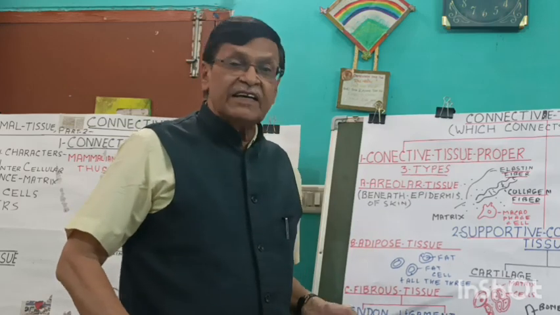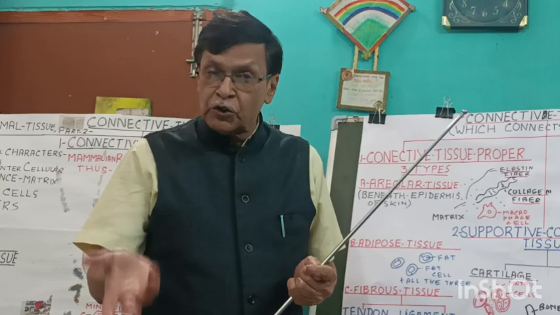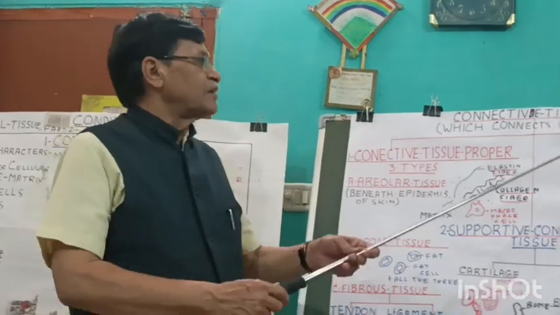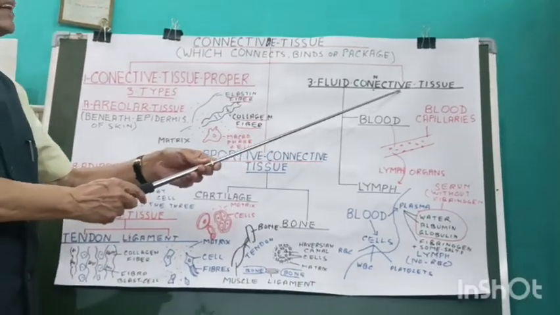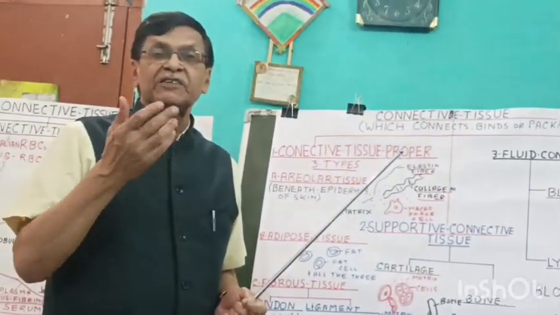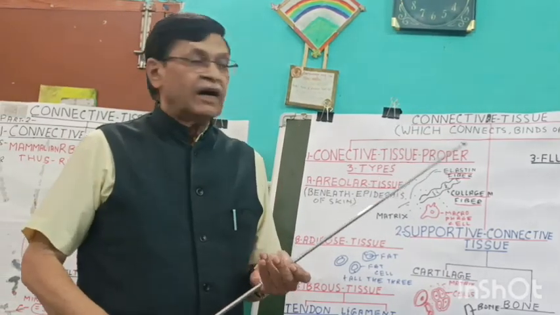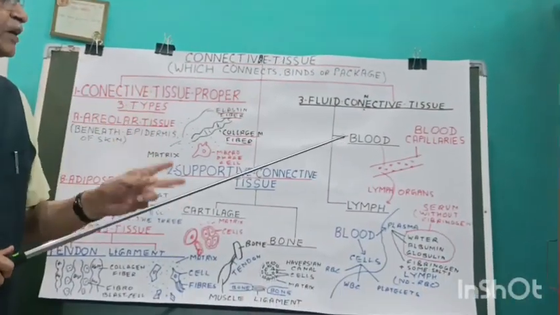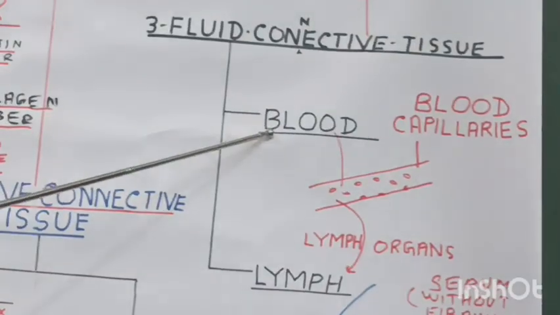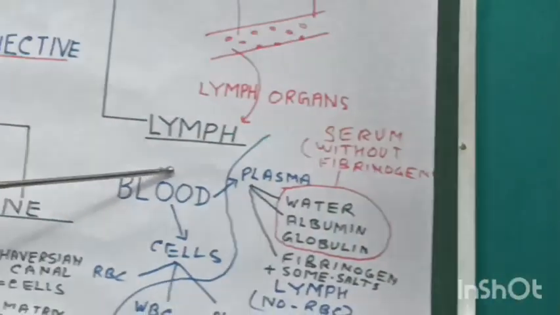Similarly, cartilage is made by chondroblasts. Now, the third type of connective tissue is fluid connective tissue. In fluid connective tissue, the intercellular space or matrix is a fluid. There are two varieties, blood and lymph.